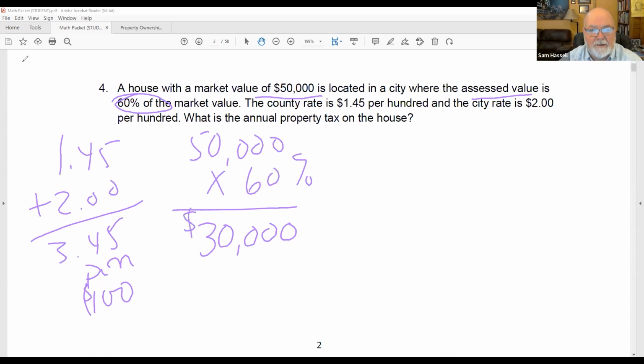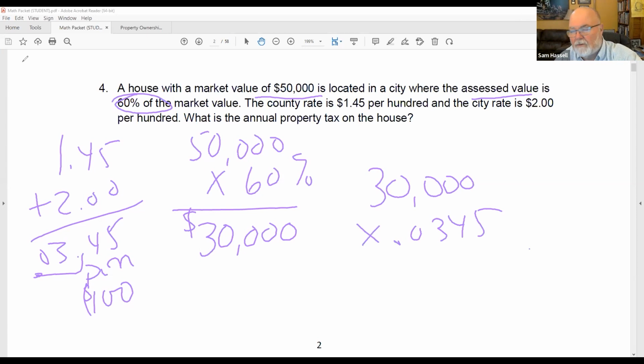So we had to make some adjustments here. We adjusted our market value down to 60%, because that's what they said, and I added the 2 tax rates together. So we now have $30,000. We can either divide this by 100 or take that 3.45 and move the decimal place 2 places over and make it 0.0345, and we multiply it. In that case, we are going to come up with 1035. That's going to be our taxes for that year.